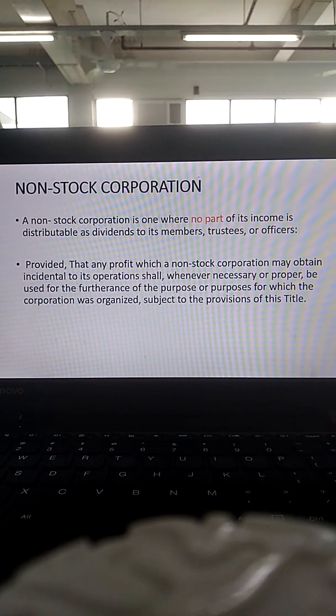In other words, the said income of the said non-stock corporation should be used for the furtherance. If you say furtherance, that should be used for the continuity of the purpose of their particular corporation. Okay? Meaning, kung ang kanilang purpose ay tumulong sa komunidad, then yung income na nag-arise po dahil po sa corporation na yun, then that should be used for the continuity of their advocacy. Okay? So that is for the non-stock corporation, particularly for their income.